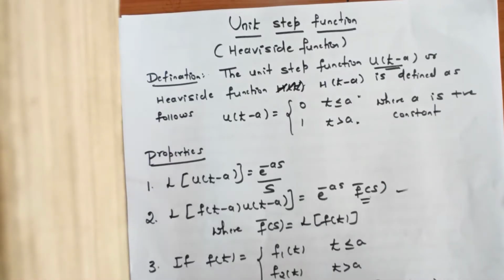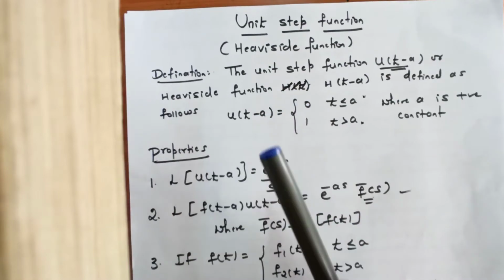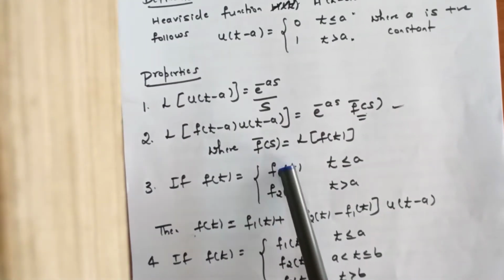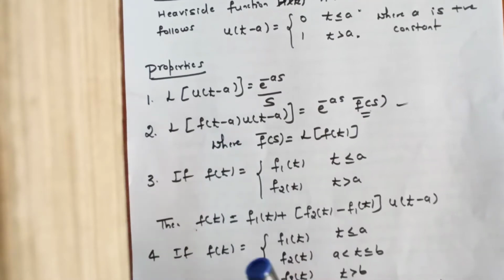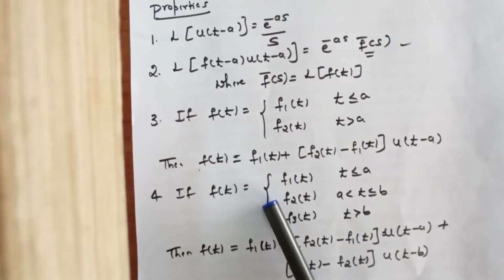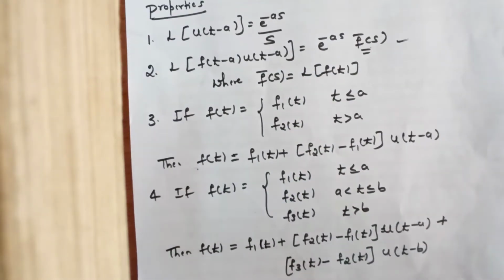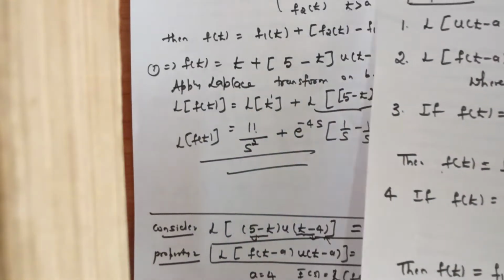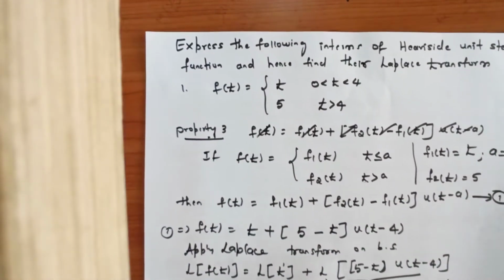In the previous video, we have seen the definition of a unit step function, and we have seen a property, and we have solved a problem on the second property. Now we will see an example for the third and fourth property, like how we have to apply the third and fourth property in our examples. Here we have an example of the third property.